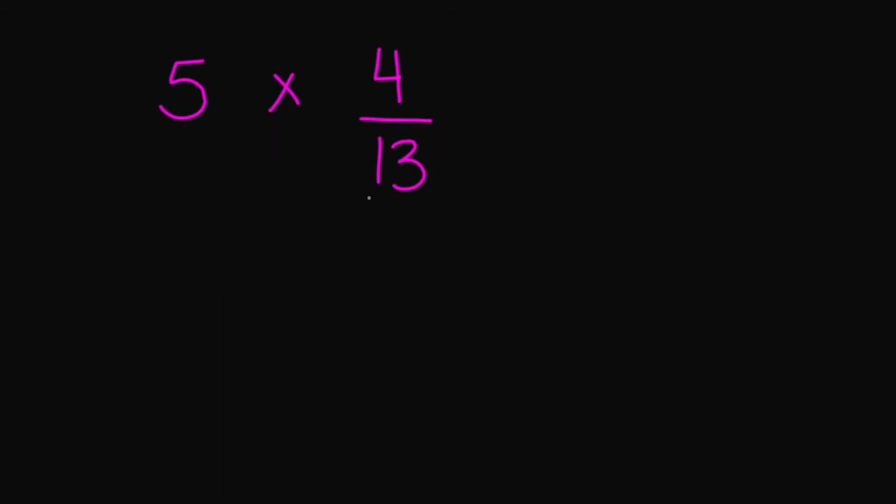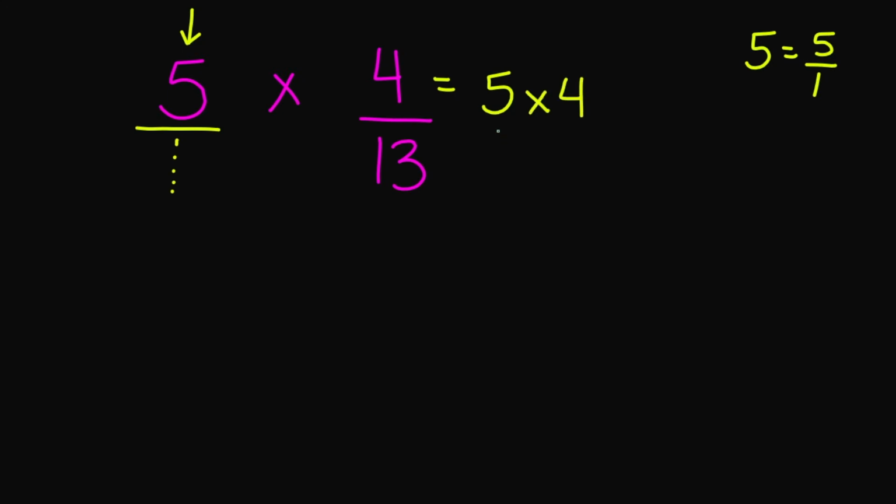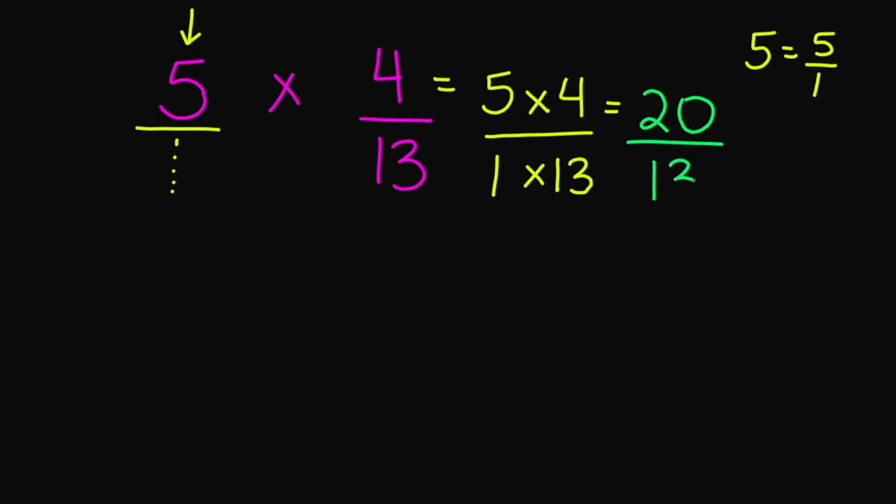So let's look at this example here. We have a whole number times a proper fraction. The first thing I'm going to do is turn this 5 into a fraction. I'm turning this whole number into a fraction by placing my 1 right under my 5, because remember, 5 equals 5 over 1. Now I'm going to multiply across. So we have 5 times 4 in my numerator, and in my denominator, we have 1 times 13. 5 times 4 gives us 20, and 1 times 13 gives us 13. So your answer is going to be 20 over 13.